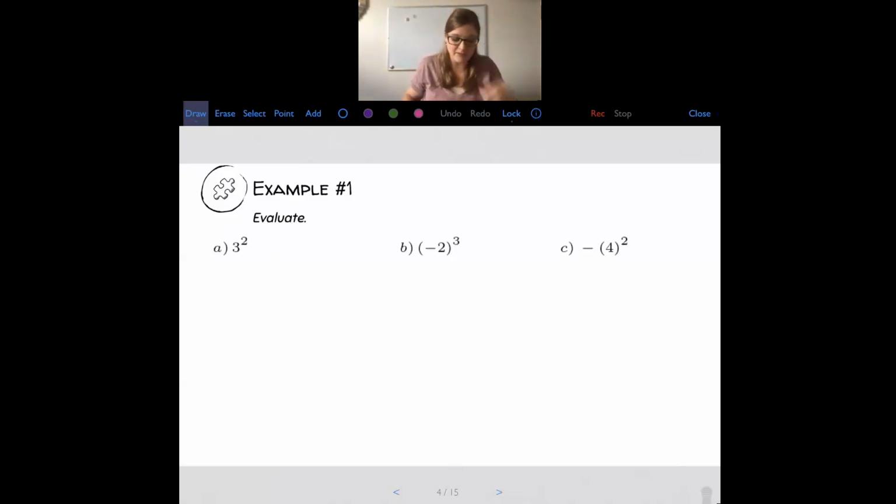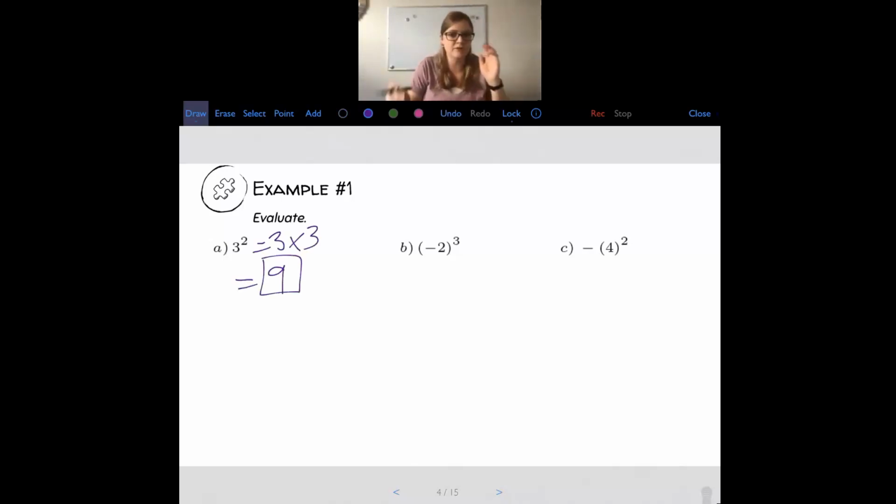We have example 1. In part A, we have 3 squared, so 3 is the base, 2 is the exponent, so it's telling us to multiply 3 by itself twice. So this is 3 times 3, which is equal to 9.